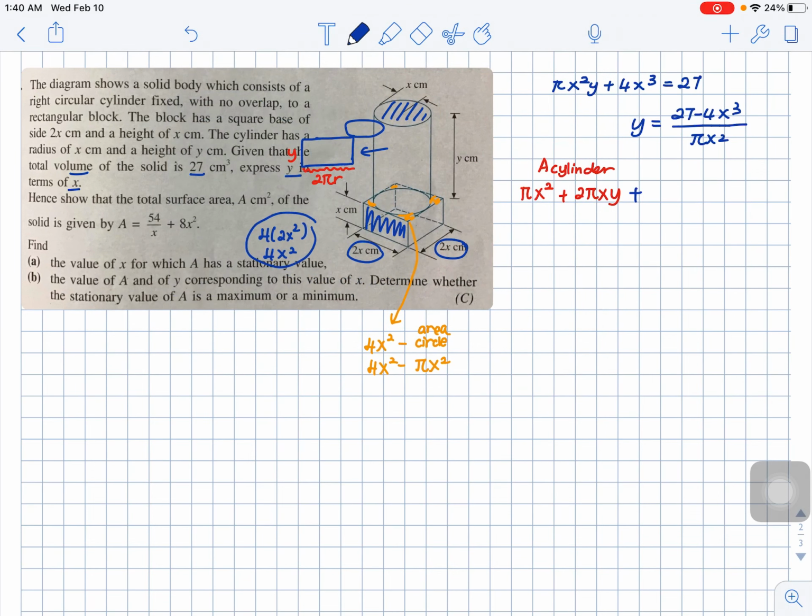I'm taking this. This is 12, right? And then 4x squared minus pi x squared. This 2 gets cancelled. Okay, we are done. But now when I see that here A is being expressed in terms of x only, so let's get rid of the y by substitution.